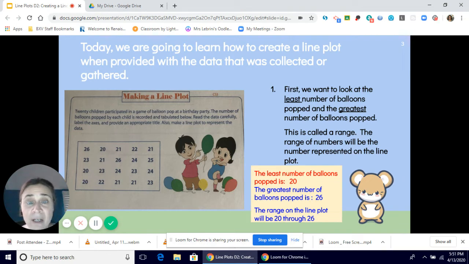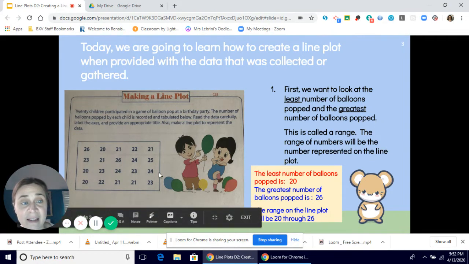First, we want to look at the least number of balloons popped and the greatest number of balloons popped. This is called a range. The range of numbers will be the numbers represented on the line plot. So in this case, the least number is 20 and the greatest number is 26. So the range on our line plot is going to be between 20 and 26.